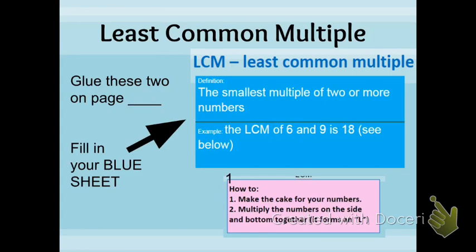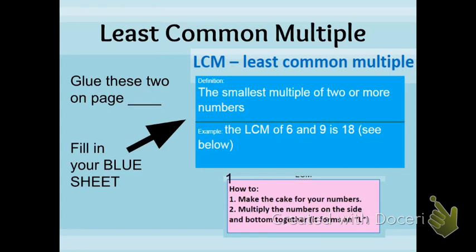So the least common multiple is the smallest multiple of two or more numbers. So the smallest number that two numbers or more divide evenly into. So the LCM of 6 and 9 is 18. And then we're going to talk about how to get that in just a second.